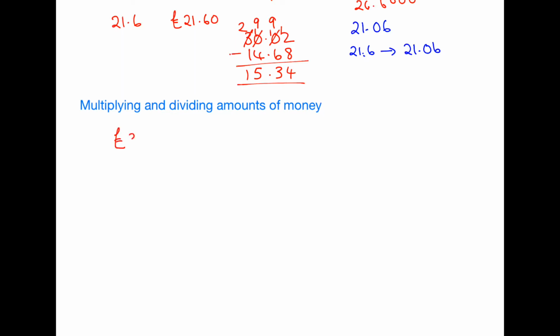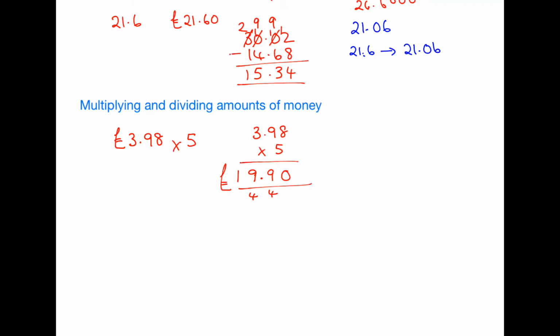So let's say we've got £3.98 and we want to multiply that by 5. Then we just do it as a normal multiplication, set it out as a chimney sum. 8 fives are 40, 9 fives are 45, add the 4, makes 49. 3 fives are 15, add the 4, makes 19. Then to work out where the decimal point goes, count the number of decimal places in the question, which is 2. We need the same number of decimal places in the answer. So that's where the point has to go. So the answer would be £19.90.